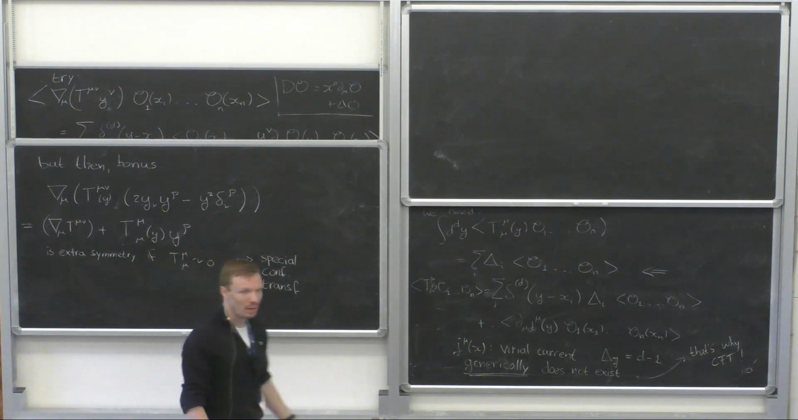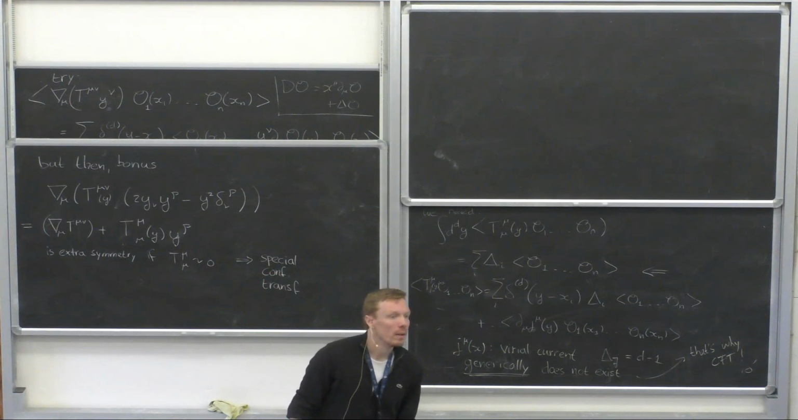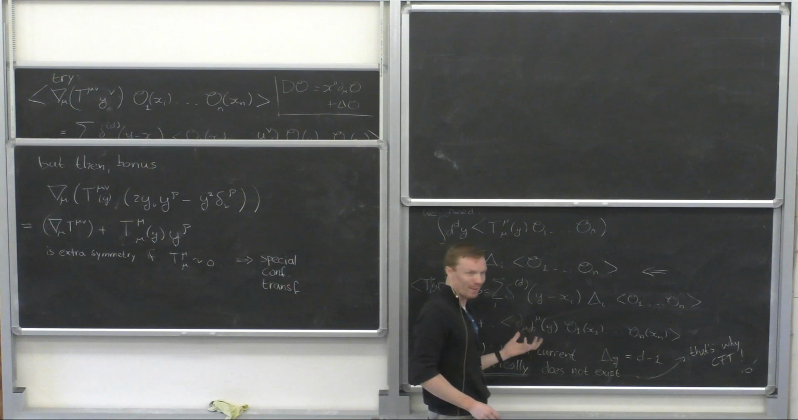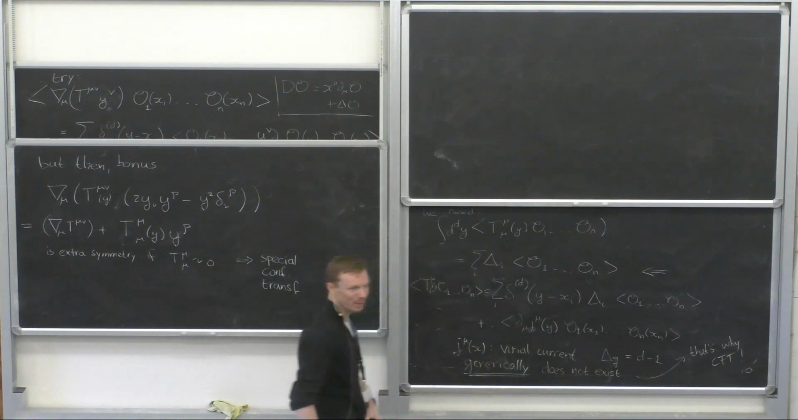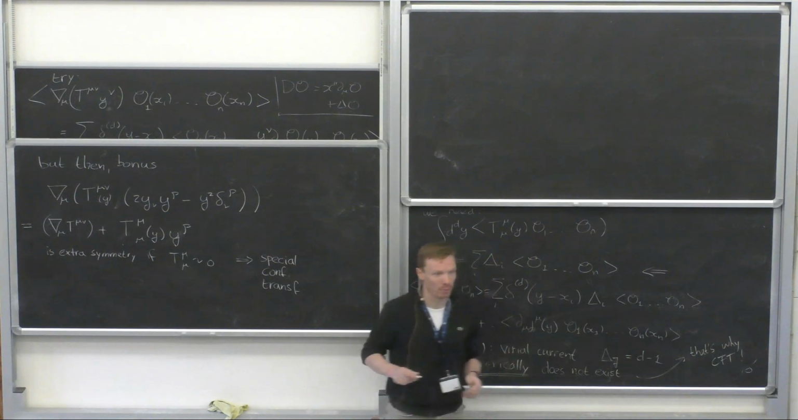What about if you have some extra symmetry and you have some conserved current associated? Couldn't you add that term also? But if it's conserved, then it's zero. Then it's zero away from contact. So this J mu, when I say it exists as an operator away from contact points.